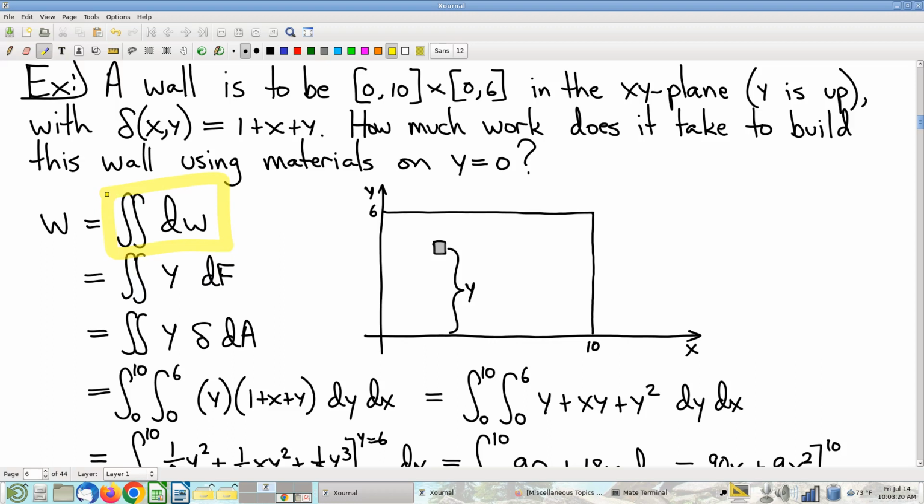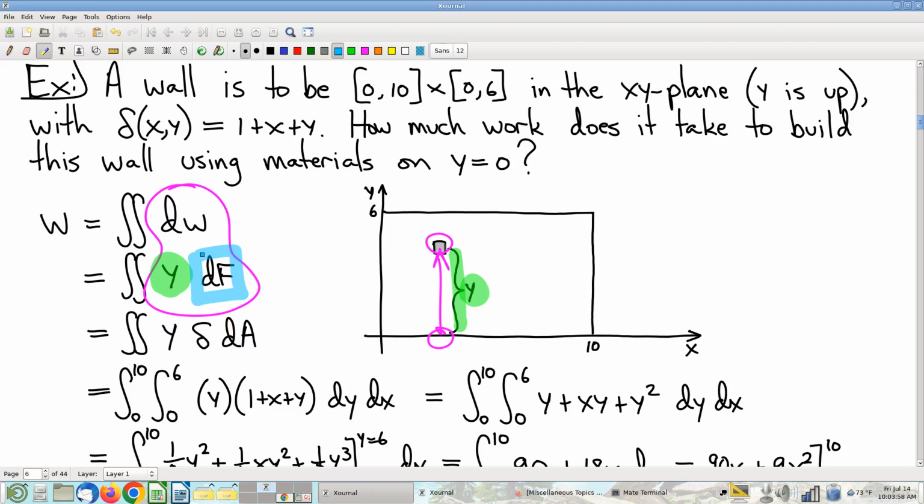Sure is handy. Okay. Next, let's ask the question, how much work does it take to take a stone that's down here at ground level and lift it up to where it needs to be, wherever it's going to be on the wall? And let's suppose it's going to be at the point x, comma, y. Well, work is force times distance. Notice that the distance here is y. The force, how much does that stone weigh? Well, that stone weighs some amount.